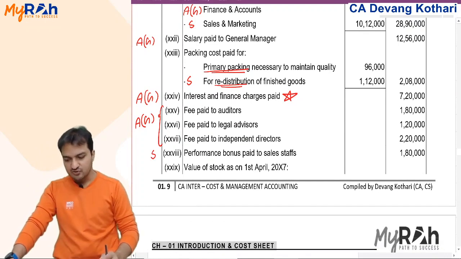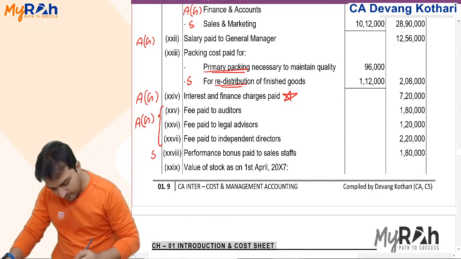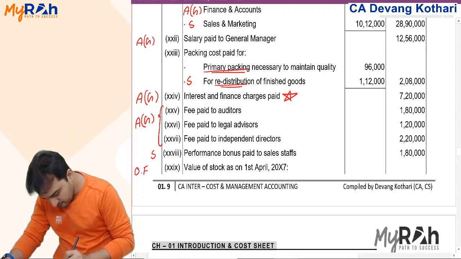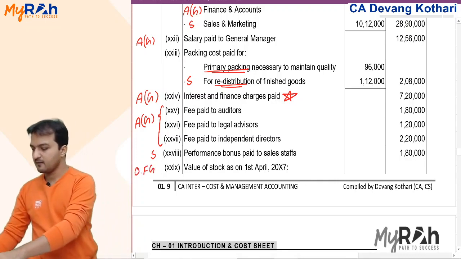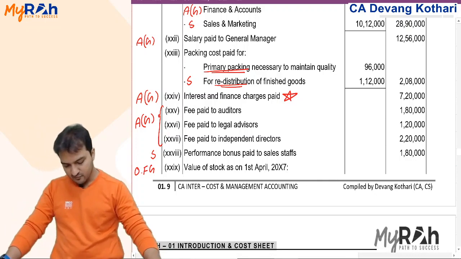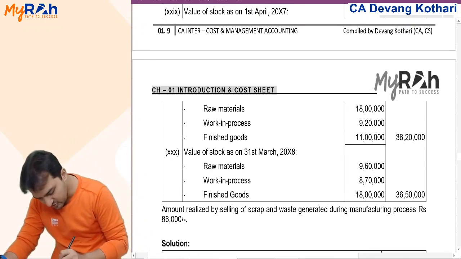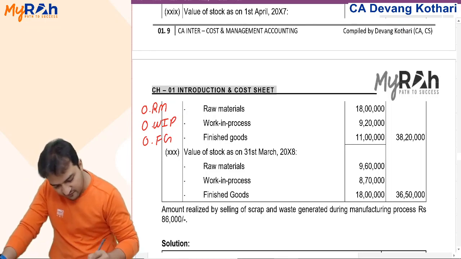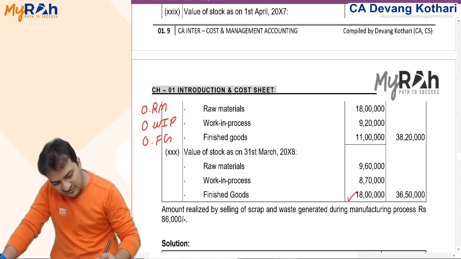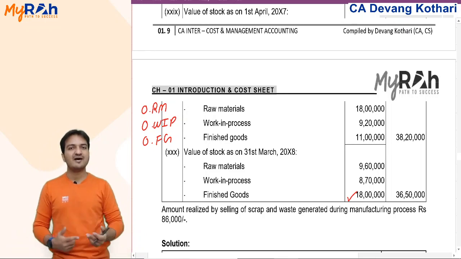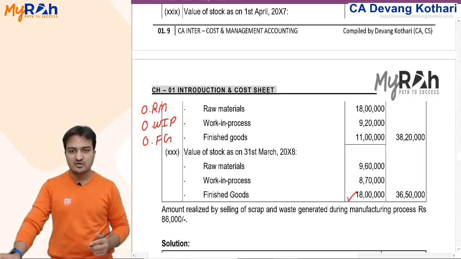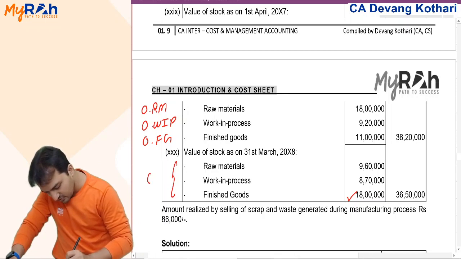Value of stock as on 1st April becomes your opening FG. Value of stock on 1st April, these are becoming your opening stocks. This becomes opening raw material. Then you have opening WIP and you have opening finished goods. Look, opening FG and closing FG values are already given, so you don't have to do valuation by FIFO or weighted average. Values are already given. These are all your closing stocks then.